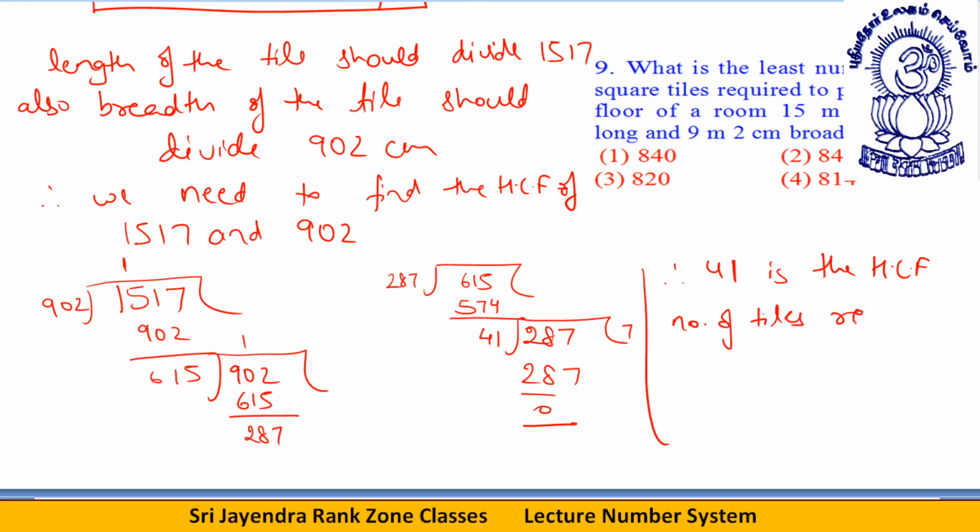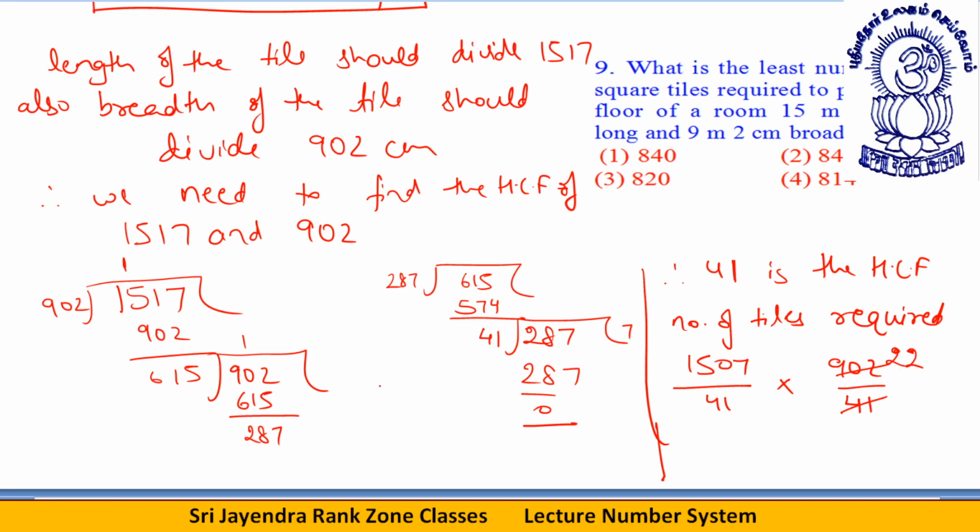The number of tiles required will be the number of tiles in the length times the number of tiles in the breadth. So if I divide 902 by 41, what do I get, dear students? 902 divided by 41 will give me 22. Why? 410 plus 410 is 820, 820 plus 82. This will give you 22. Let's divide 1517 by 41.